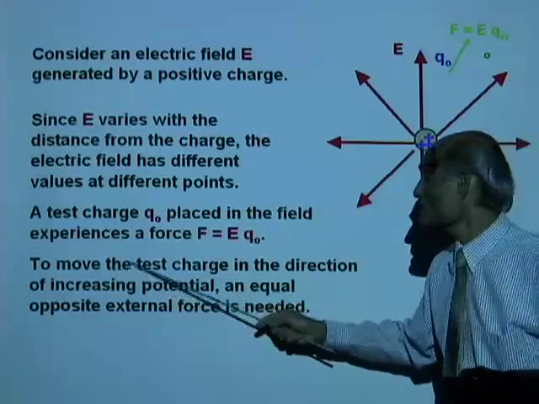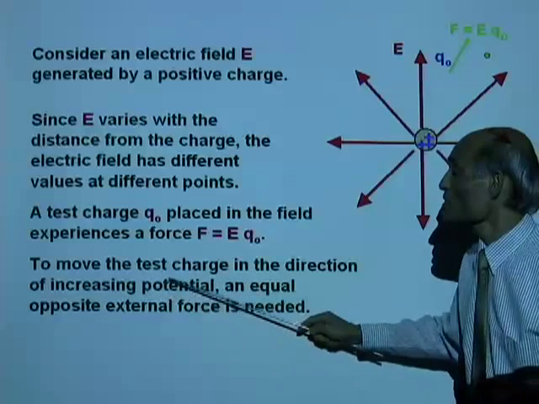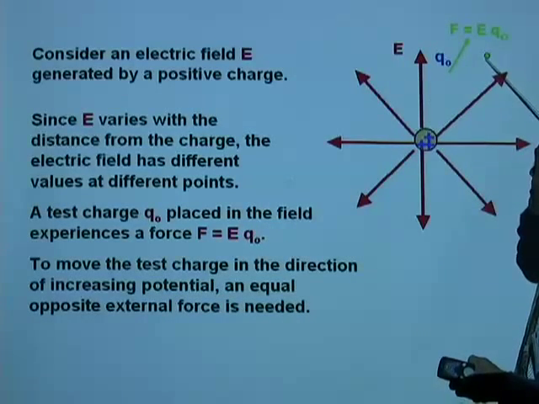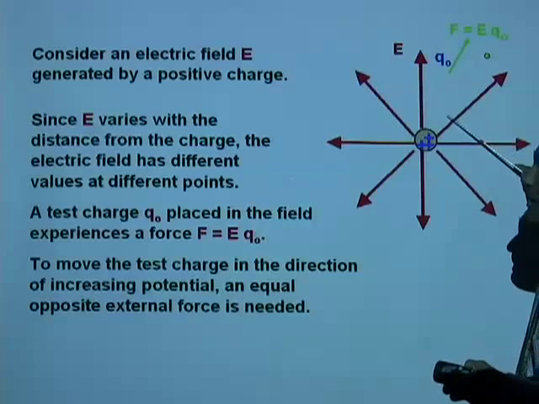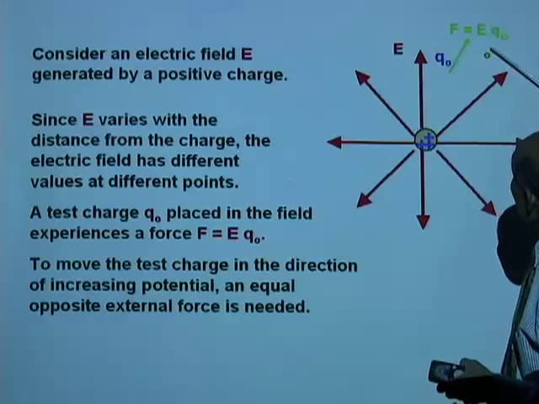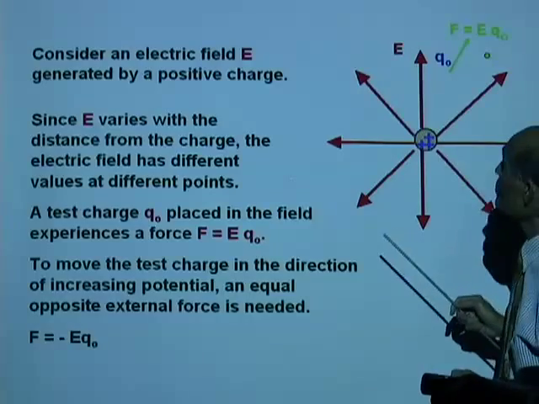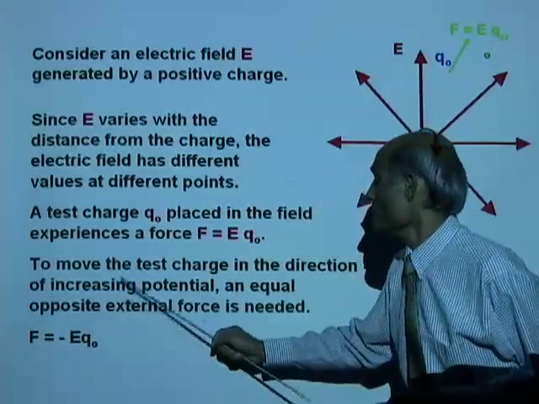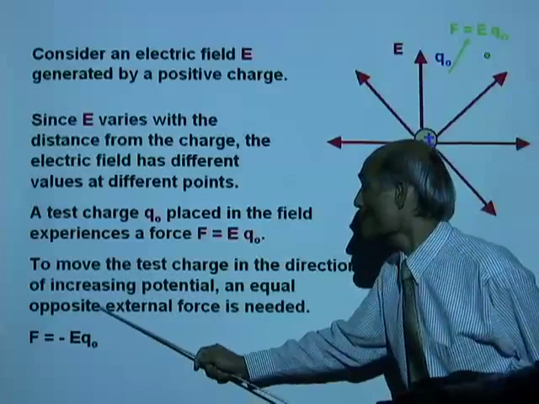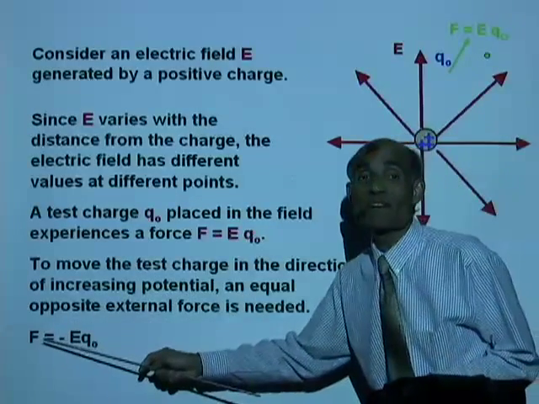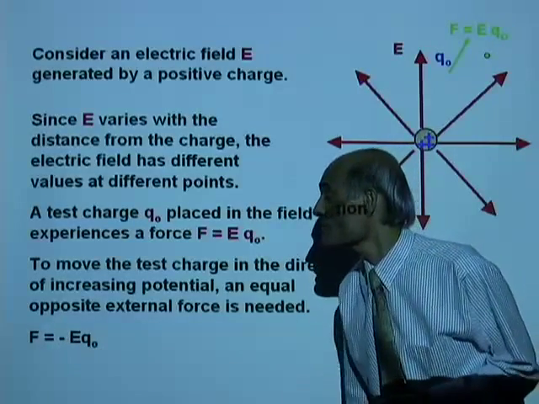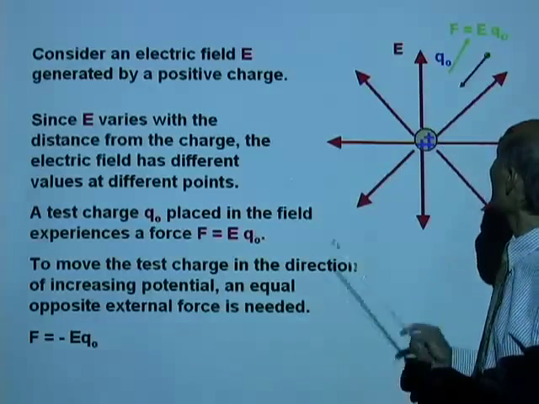Now to move the test charge in the direction of increasing potential. What is the direction of increasing potential? Towards the positive charge. An external force needs to do work. That means an external opposite force is needed and the work done will be equal to negative E Q0.